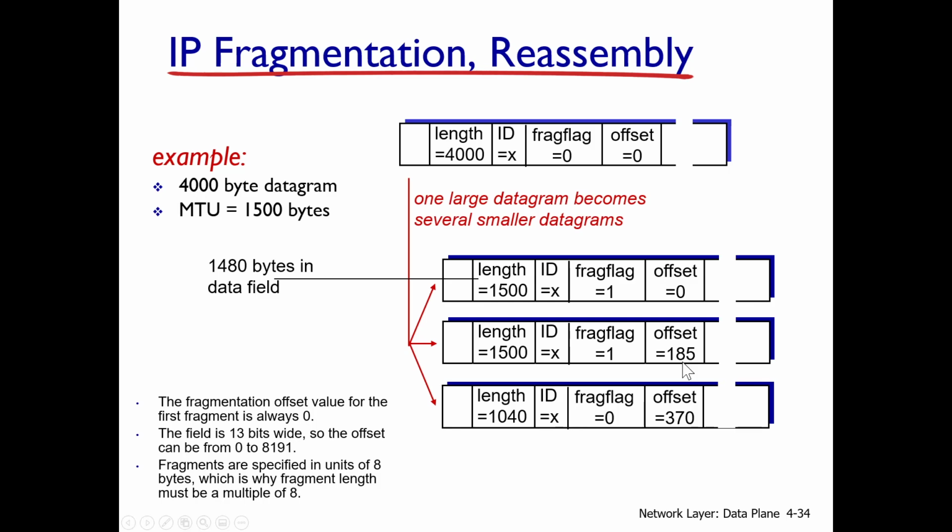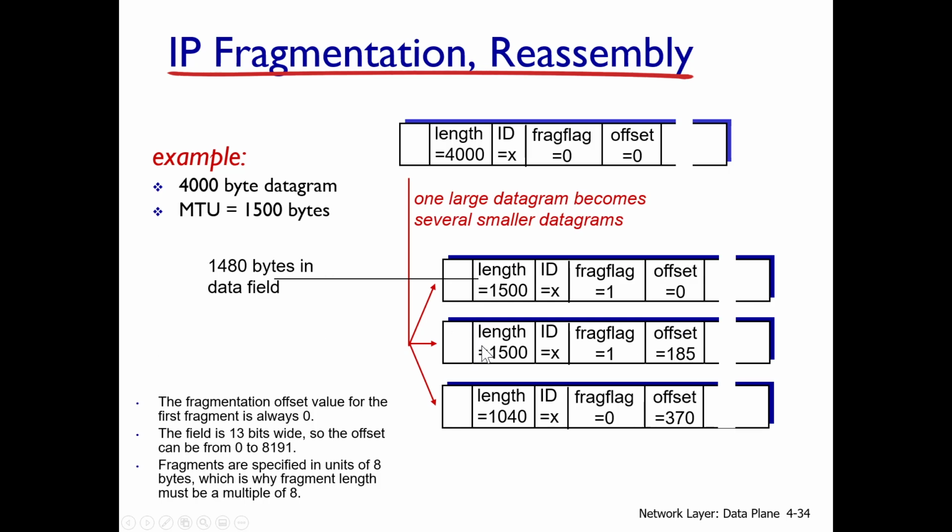So here your data size is 1480. If you divide this number by 8, you get 185. So that's why the offset is 185. You are dividing this number because this is the size of the data field in this packet. You divide it by 8 by definition, because fragments are specified in units of 8 bytes. That's how you calculated this offset of 185.